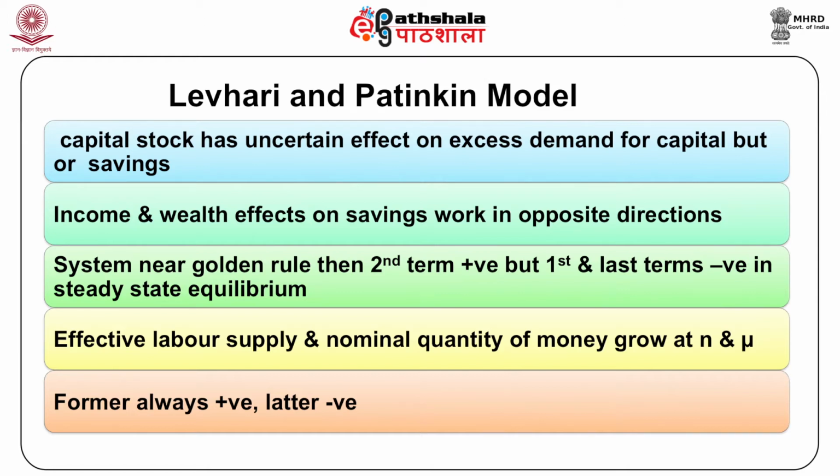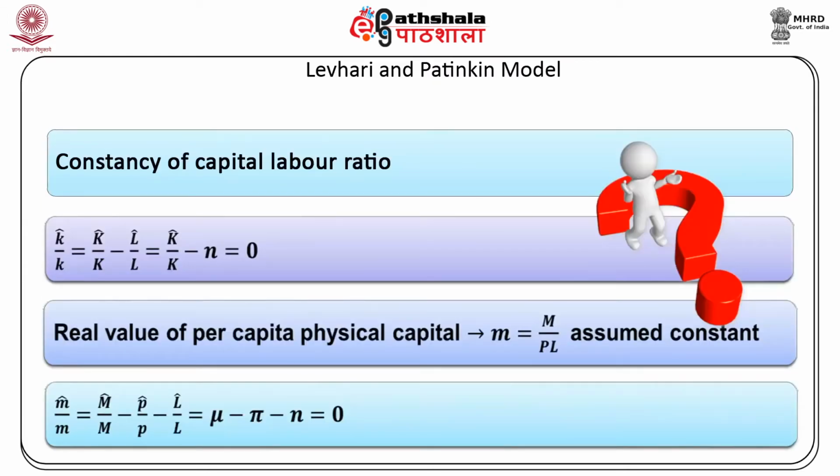Assuming the steady state path, the effective labor supply and the nominal quantity of money grow respectively at the constant rates n and nu, where the former is always positive but the latter can be negative. From constancy of the capital labor ratio, it follows that k hat upon k is equal to K hat upon K minus L hat upon L, which is equal to K hat upon K minus n, which is equal to 0.